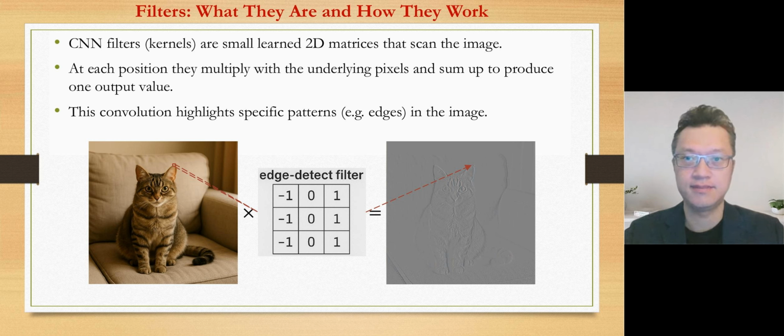In CNNs, these filters are not fixed beforehand. They are learned during training. Convolutional networks learn small 2D filters, often 3 by 3 or 5 by 5, that detect meaningful patterns.